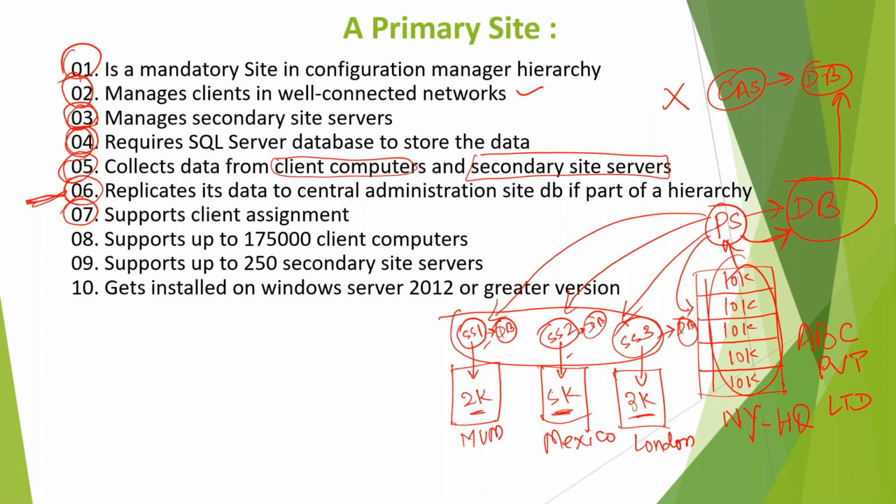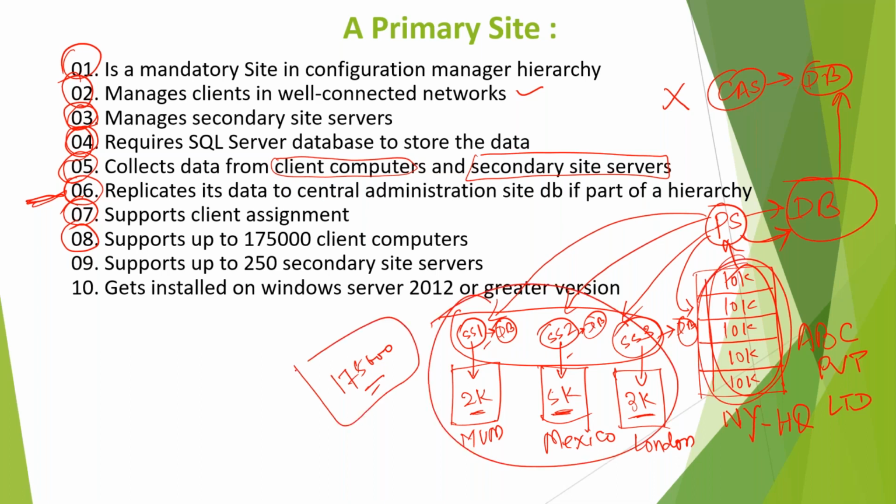It supports client assignment, right? It supports a maximum number of clients. How many client machines can there be? 175,000 devices. So the number of devices in the headquarter plus the number of devices in the branch office, in total, should not exceed 175,000 in one primary site hierarchy.